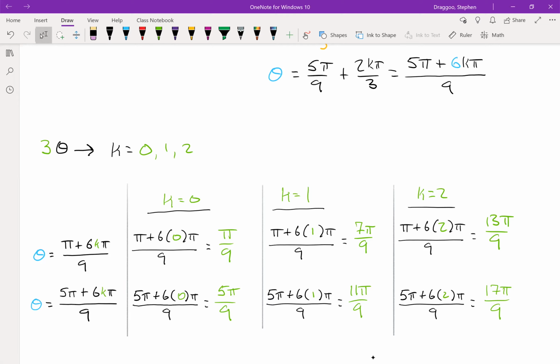And those 6 solutions in green make up all angles theta between 0 and 2 pi that solve the original equation.